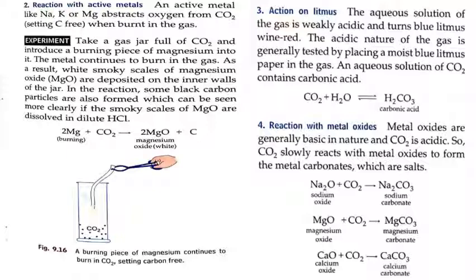So the acidic nature of the gas is generally tested by placing a moist blue litmus paper in the gas. They have made the litmus paper moist so that they can check if the gas is present over there. An aqueous solution of carbon dioxide contains carbonic acid. So that is why it turns the blue litmus into red. They have shown the reaction also. If carbon dioxide reacts with water, like in this case where we have moistened the litmus paper, it will turn into carbonic acid. So that is why the blue litmus will be turned into red.